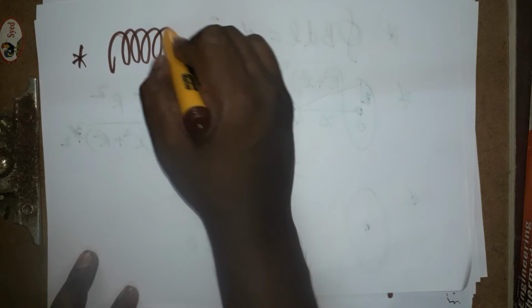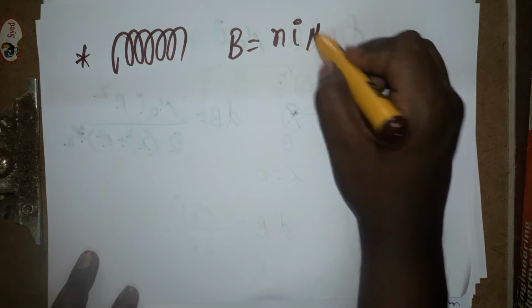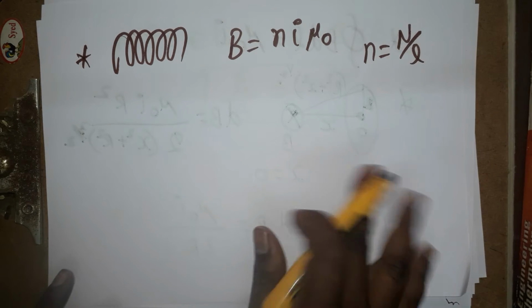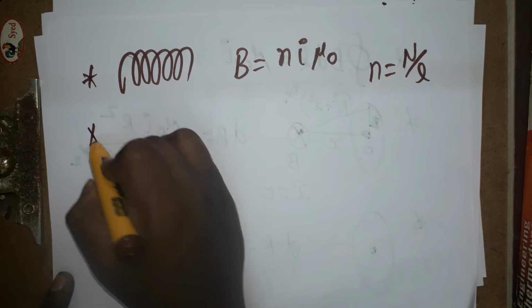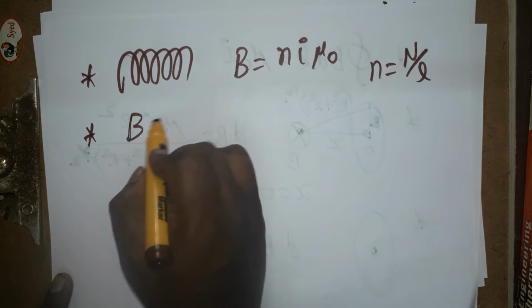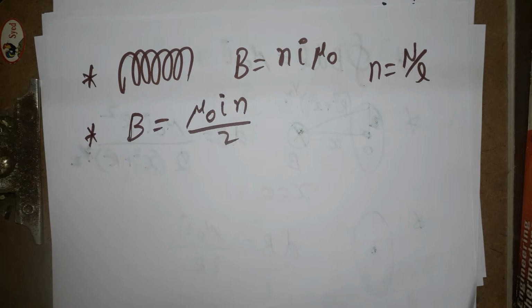Next formula. What is the magnetic field due to the solenoid coil? B is equal to mu naught n I, where n is the number of turns per unit length. The next one, if you want the end side, meaning half of the side, B is equal to mu naught I n divided by 2. It's very simple. It's only for the end side, one side of the coil.